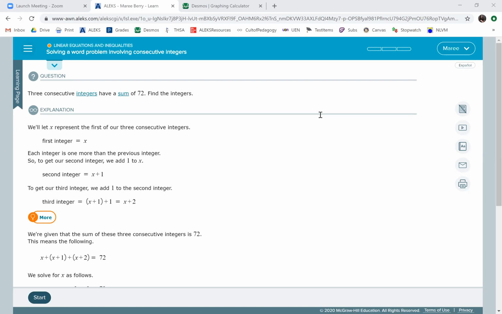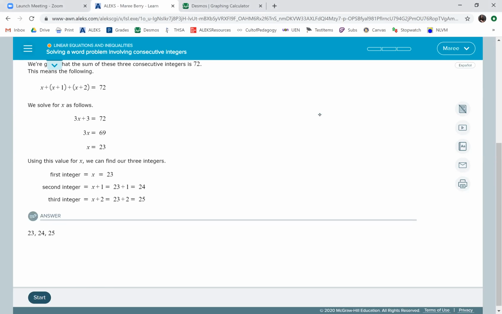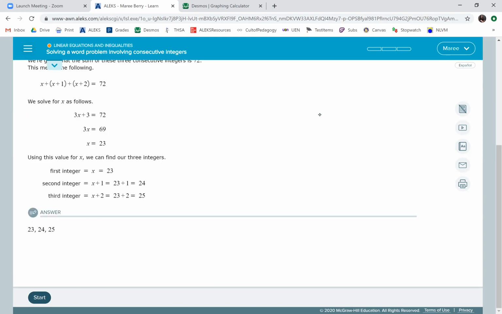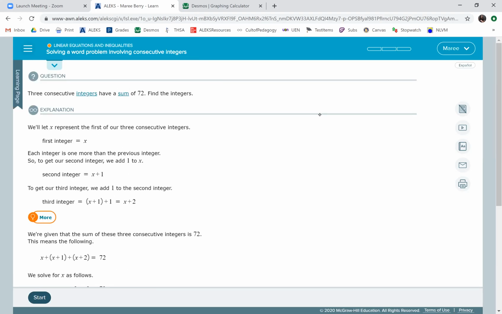So when we have, say, 3 consecutive integers, they have to add to 72. What I like to do is a little different than what they do. I actually take the number 72 and divide it by 3. The number I get, which is 24, is the middle number of the three consecutive integers. This is just the way I explain it, but you can do it the other way too, and I'll explain that way as well.